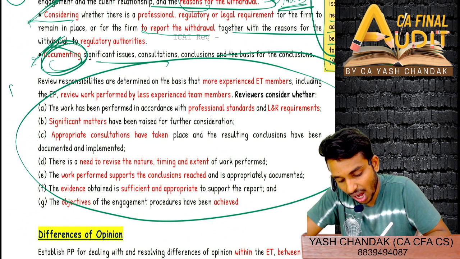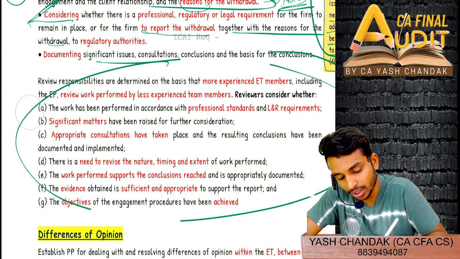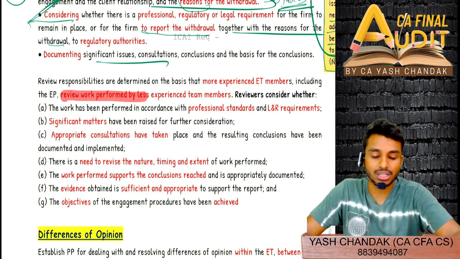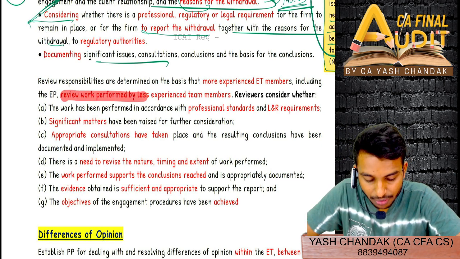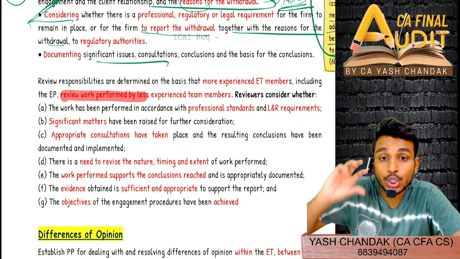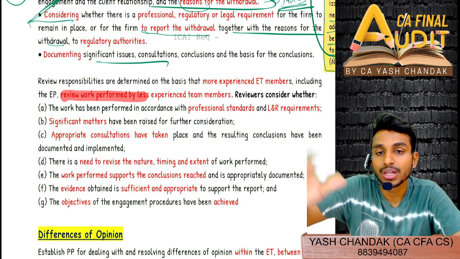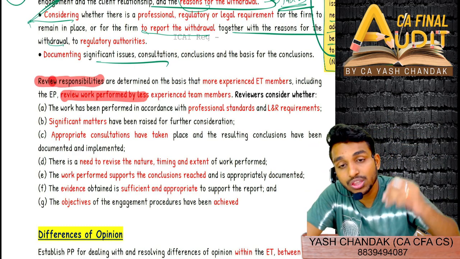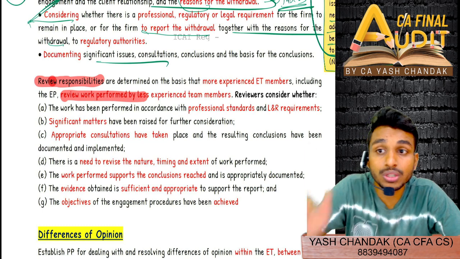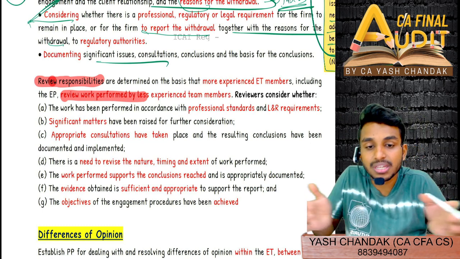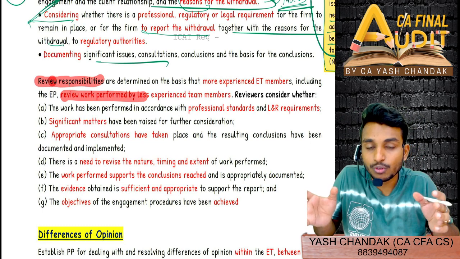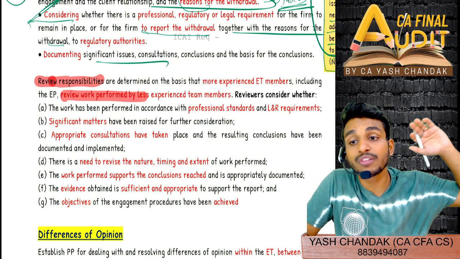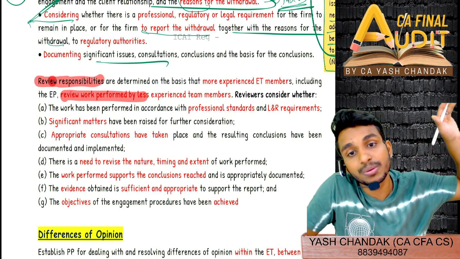Now this question they have also asked in RTP or MTP somewhere, I don't remember, but the last line of the question was: when the review work is performed by a less experienced team member and you are the most experienced person in the CA firm, what is your responsibility to review the work performed by the less experienced person? Are you getting this? The person who is more experienced, what responsibility is imposed on them?